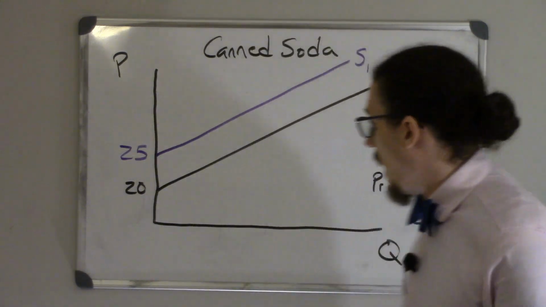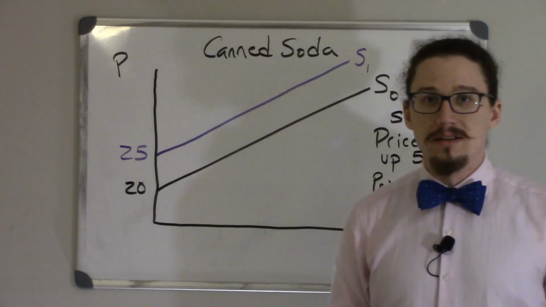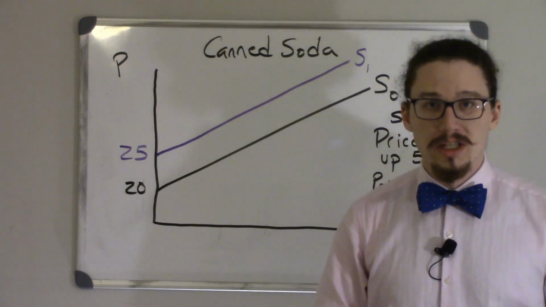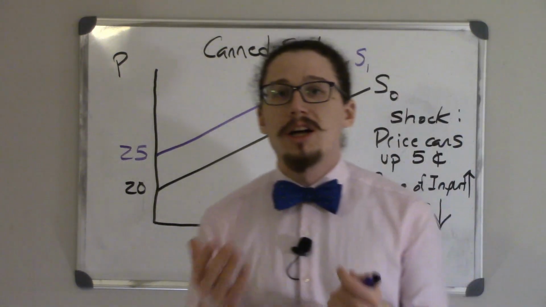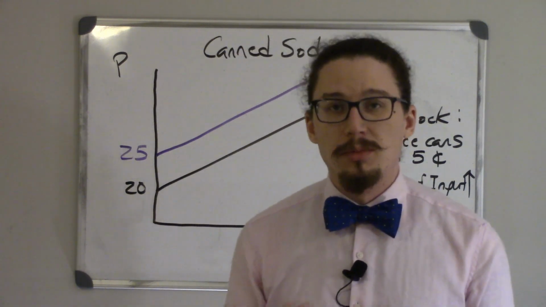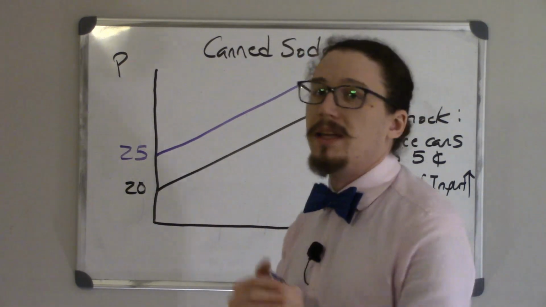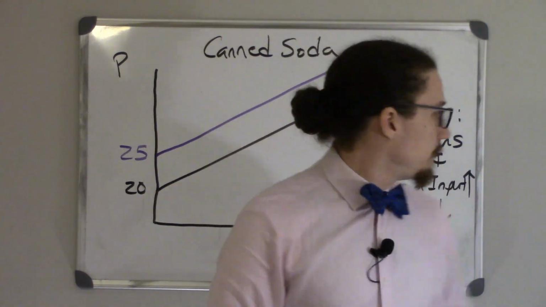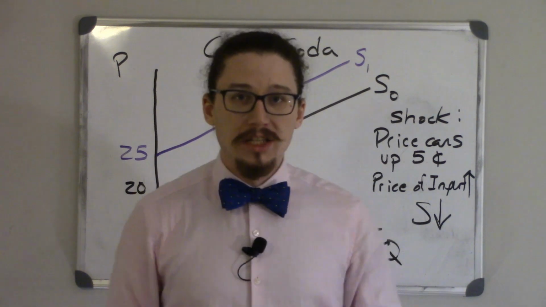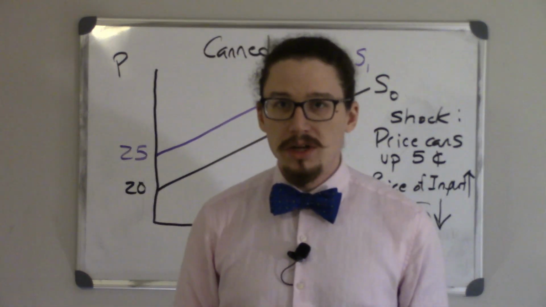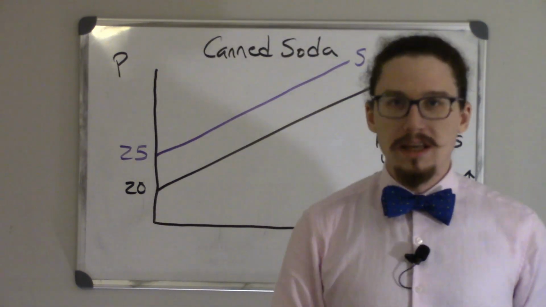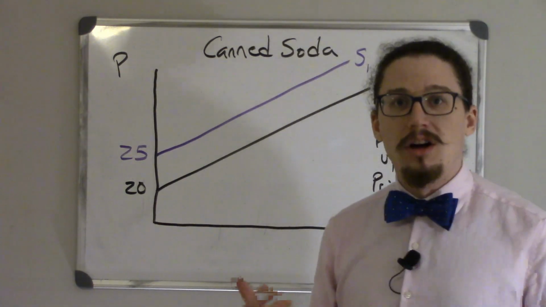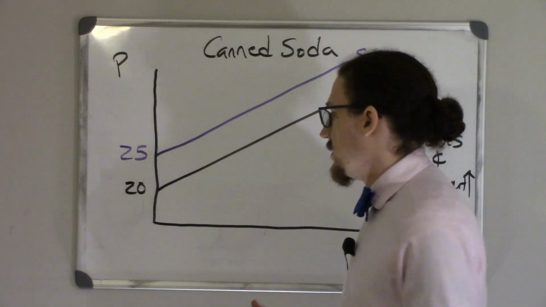Just to simplify things, let's say that I break even at 20 cents. That means it costs me 20 cents per can of soda to produce it, and so I can break even at 20 cents. If I have to start paying 5 more cents for each aluminum can that I put that soda in, now I'm not breaking even at 20. Now I'm making a loss. I'm making a 5 cent loss per unit on these canned sodas.